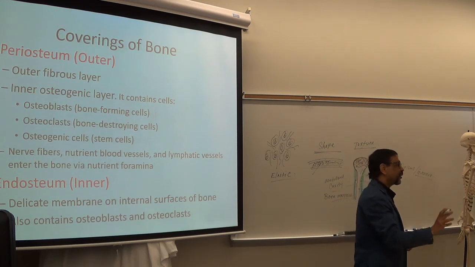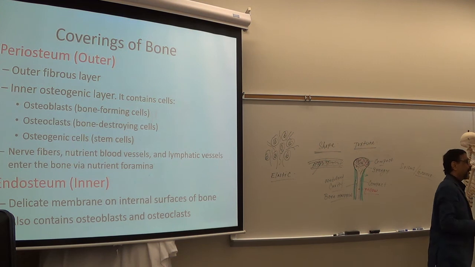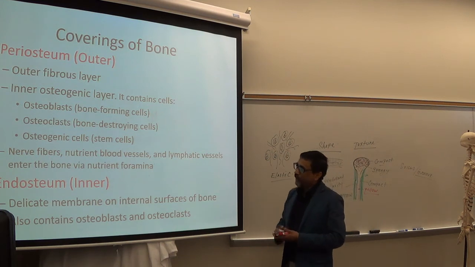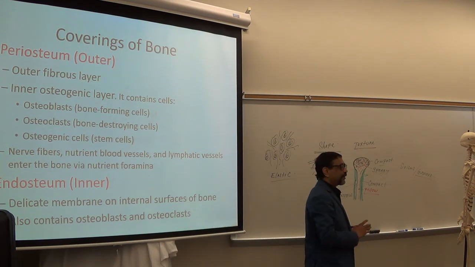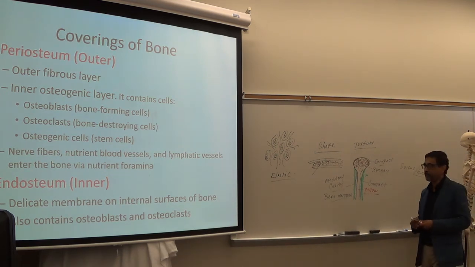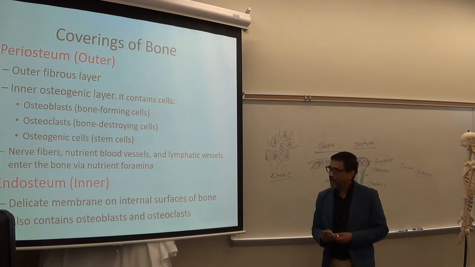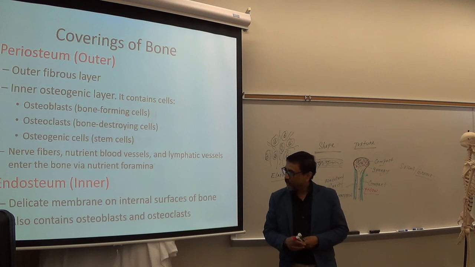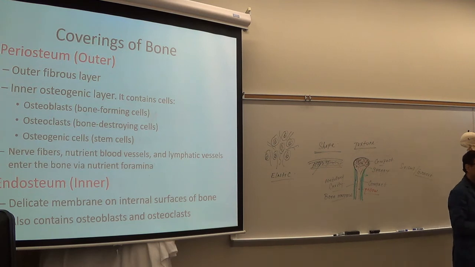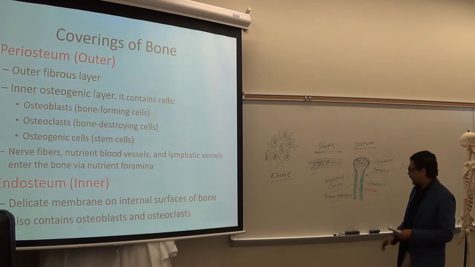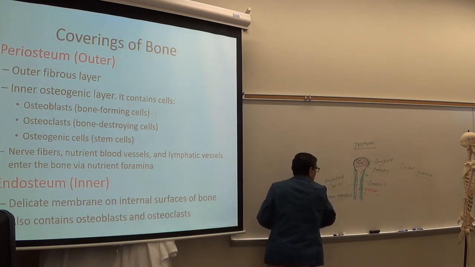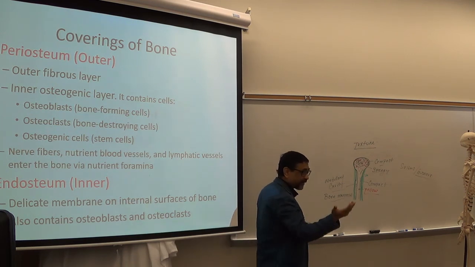Osteogenic layer helps to form the new bone. That's why it is called osteogenic. In the osteogenic layer, you have different types of bone cells: osteoblasts, osteoclasts, and osteogenic stem cells. Those are the cells present in the inner layer. Now, know why those cells are there: the osteogenic layer produces new bone.